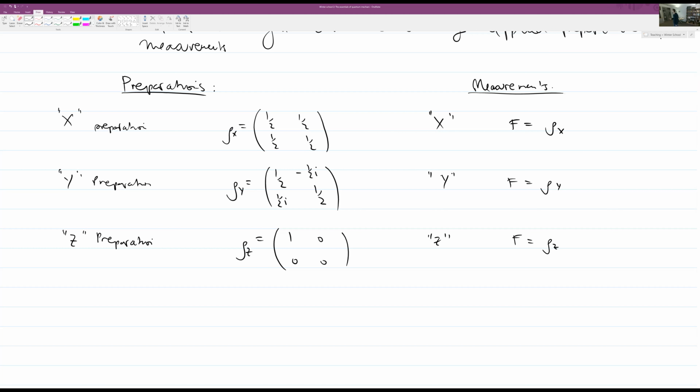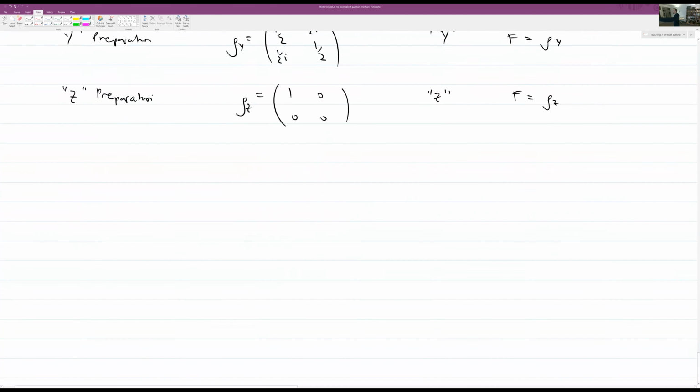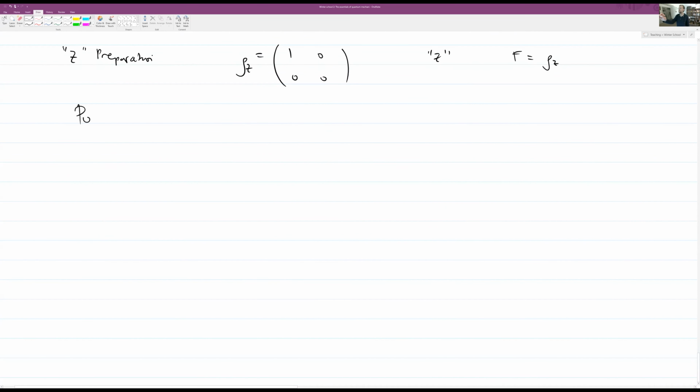Now, as I said, in practice, we often don't memorize these preparations and measurements. Instead, we have 2 additional postulates which really help us in minimizing the surface area of stuff that we have to remember when we're trying to do quantum mechanics. And so now we come to postulate 5.